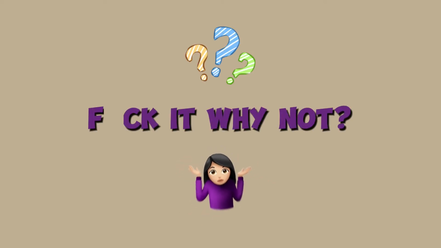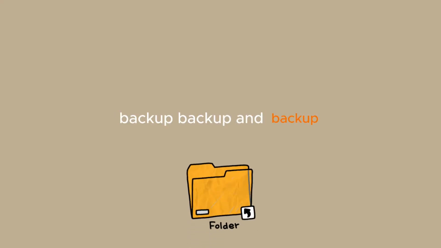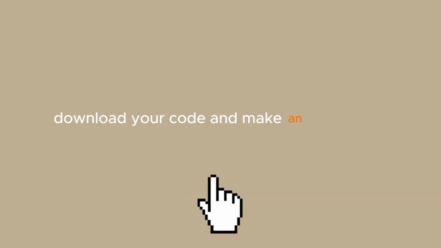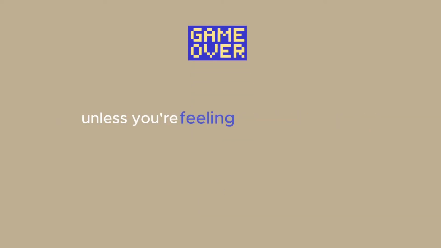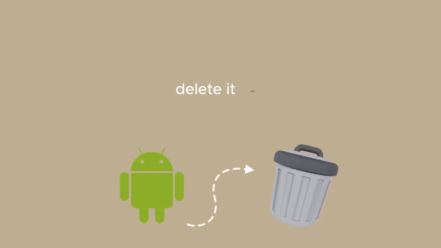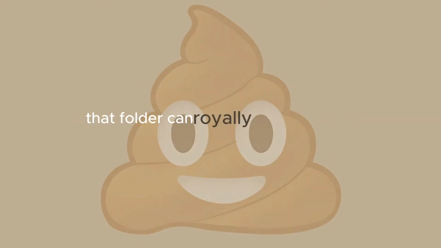Then download your code and for the love of all things holy, backup, and backup. Download your code and make an extra copy. Seriously, don't skip this step unless you're feeling very masochistic. Next, if the AI tool spits out an Android folder, delete it. Yes, you heard me. Delete that thing. The AI means well, but in my experience, that folder can royally mess things up.